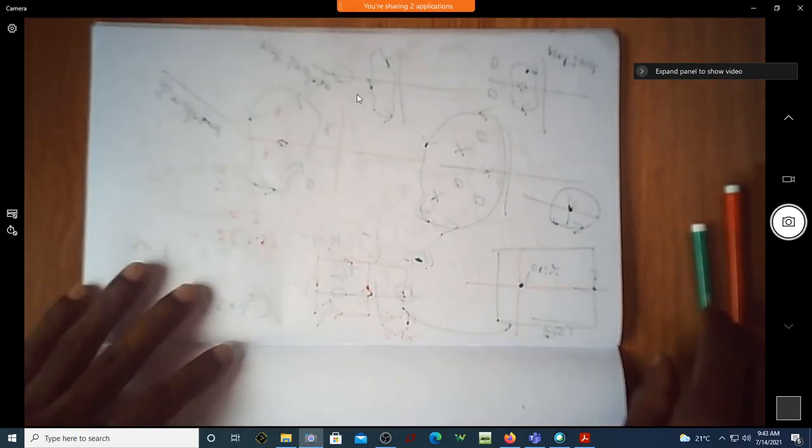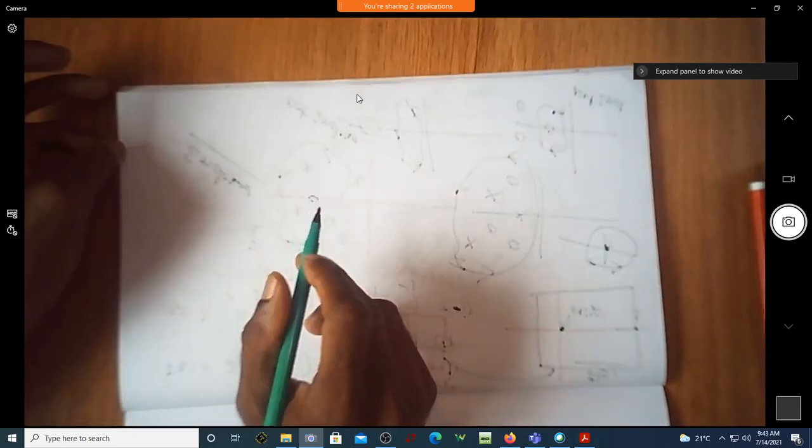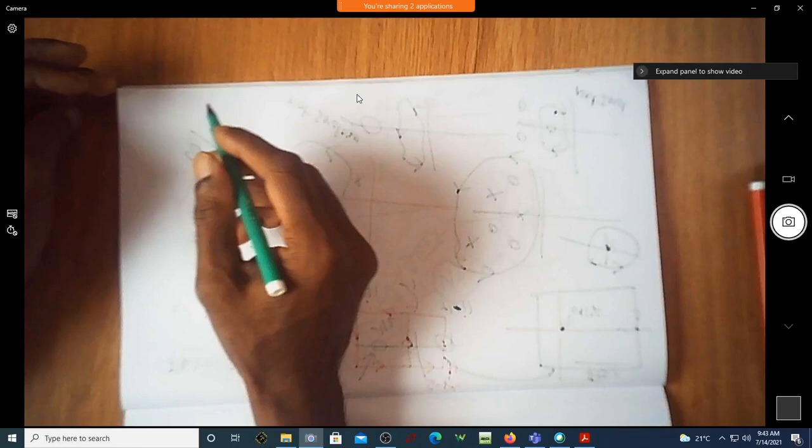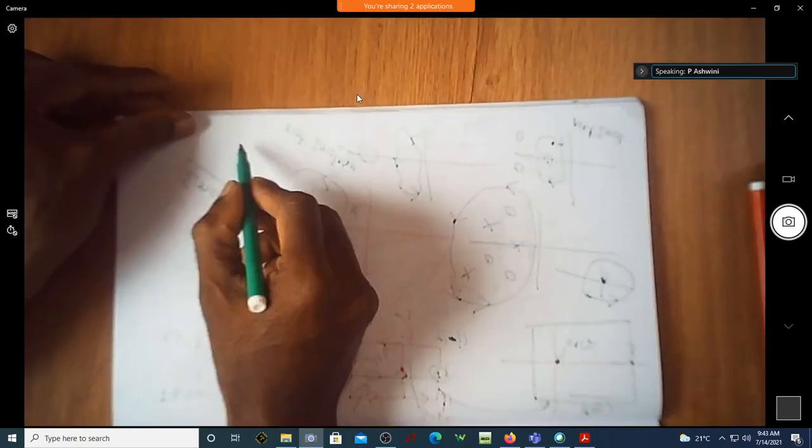Okay, now how do we define stability of a system? Don't forget we are in control systems. So how do you define stability of a control system in terms of location of poles and zeros? If all the poles and zeros are on the left side of the plane, then it's stable. Perfect.